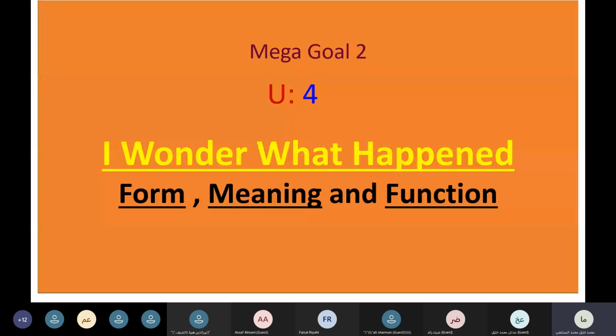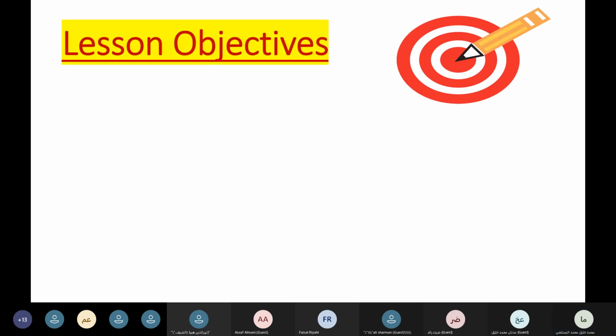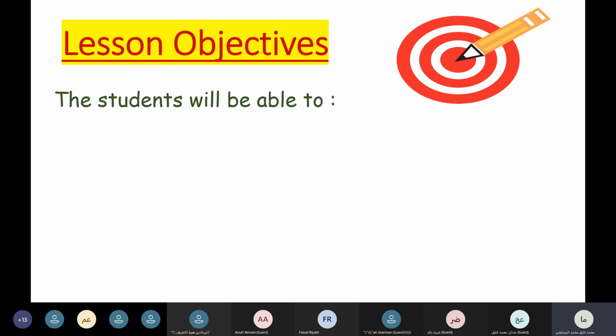Now, last time I think we talked about the writing. Today we are going to continue with the revision of the structures. Some of these structures were taken before. We just want to revise these structures with you. As usual, here we have the goals of the lesson.